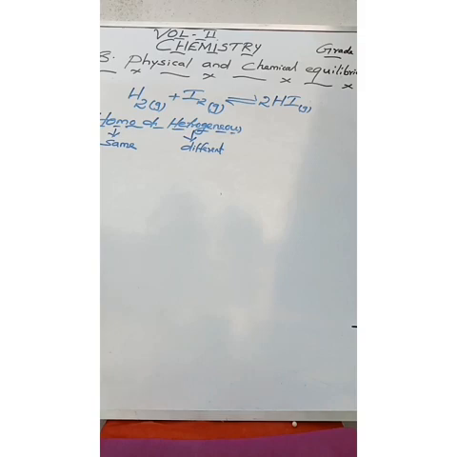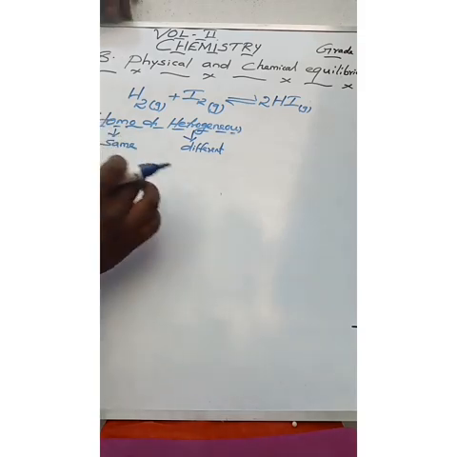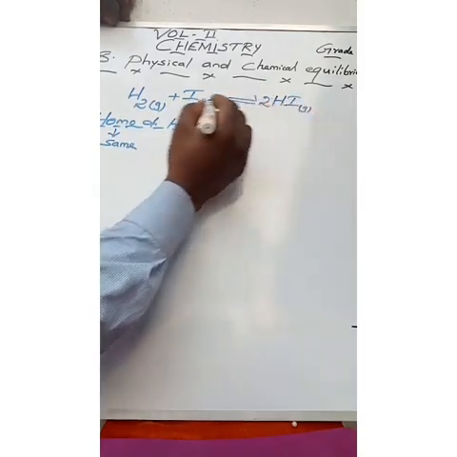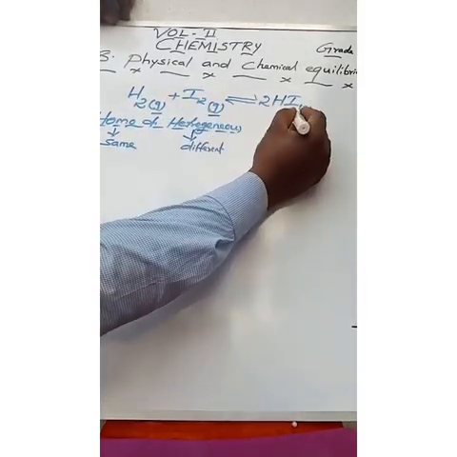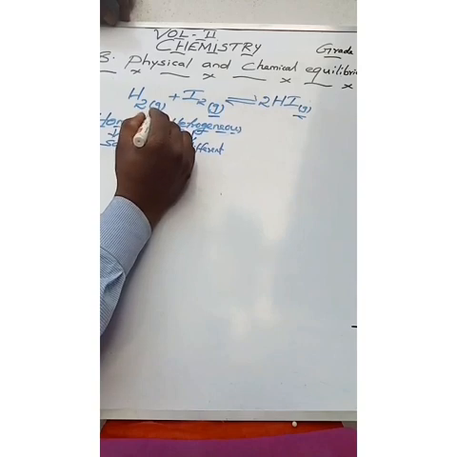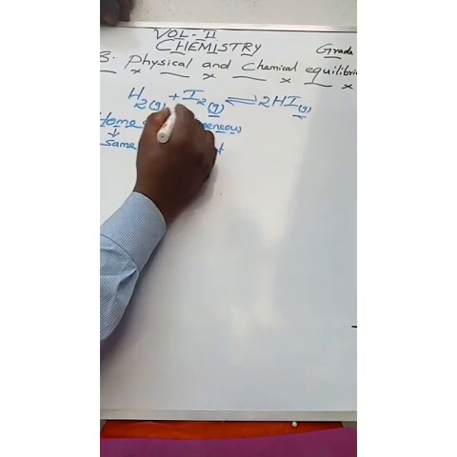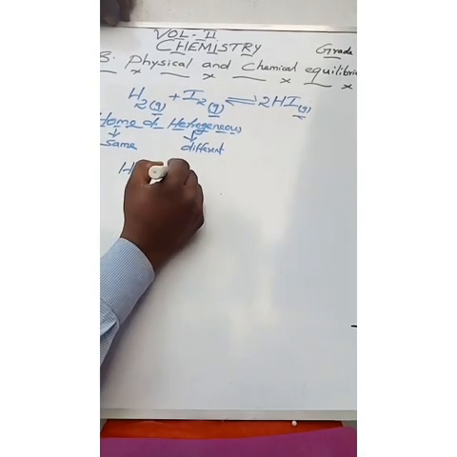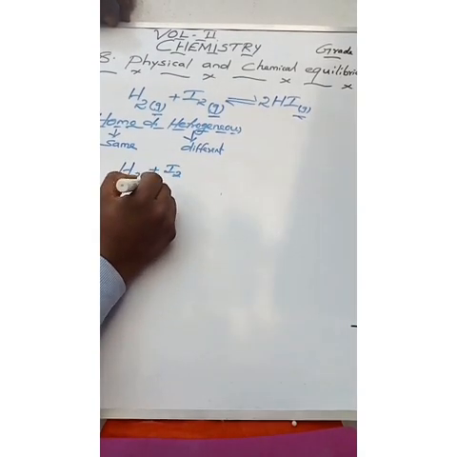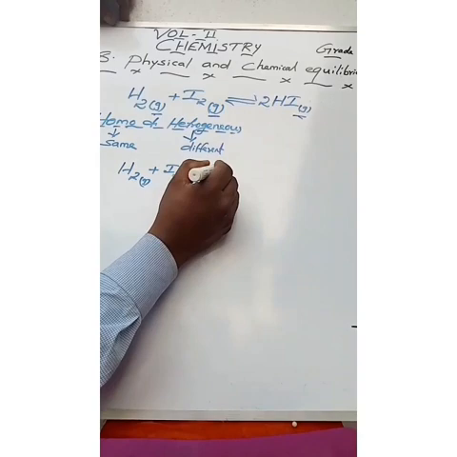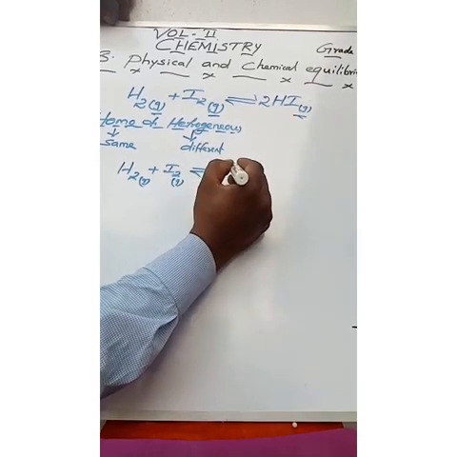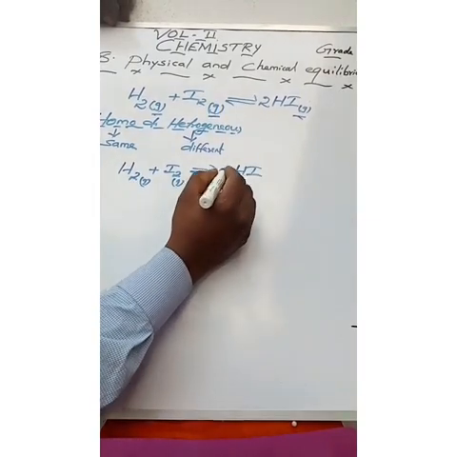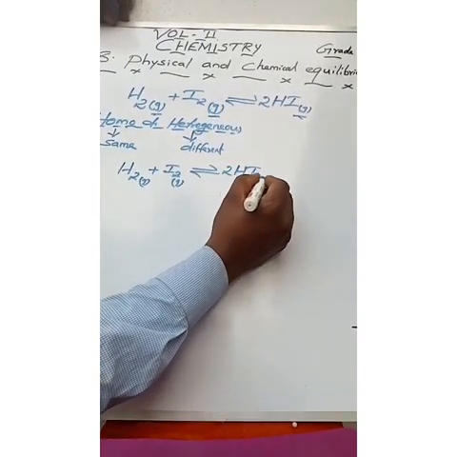Homogeneous means all reactants and products are in the same phase. Am I right? For example, I wrote one example here: hydrogen plus iodine. Hydrogen is in the gaseous state, iodine is also gaseous, both the same phase. And we also get the product, hydrogen iodide, which is also gaseous. Am I right, yes or no?